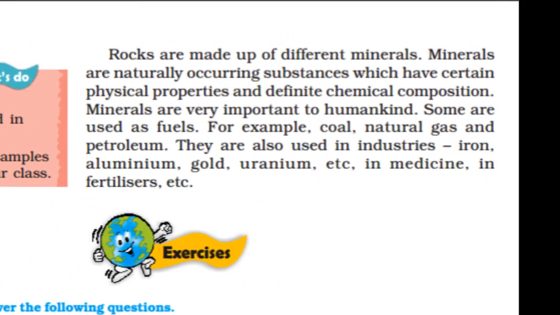Now, what are minerals? Minerals are naturally occurring substances which have certain physical properties and a definite chemical composition. Minerals are very important to humankind. Some are used as fuels, like natural gas and petroleum. They are also used in industries, like iron, aluminium, gold, uranium, and in medicine and in fertilizer also.